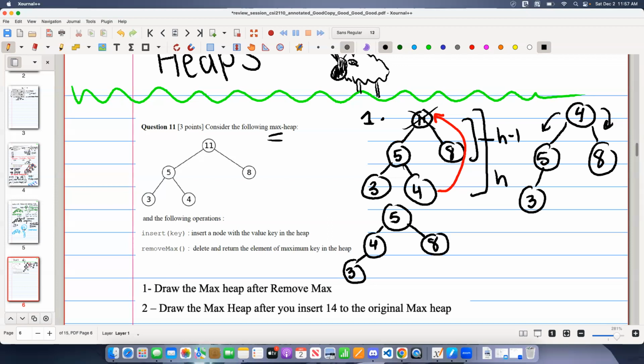Is this a max heap? No. 5 is less than 8. So we go through another iteration. Is 5 less than 4? No, that side is good now. Is 5 less than 8? Yes. So then you switch 8 with 5. As you go through, you would compare 4 to 3. Since 4 is larger, there are no more changes. But yeah, that is it.